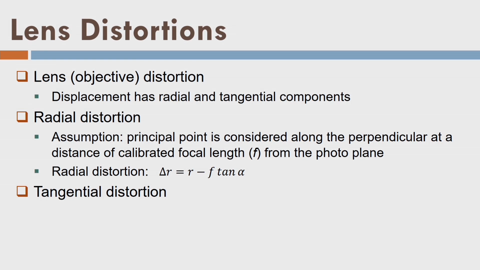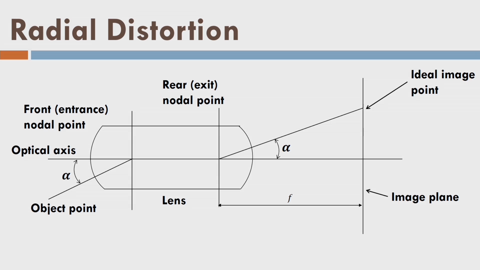Lens distortion is also called objective distortion, and it has a radial component and a tangential component. So let us go for the radial distortion. What is the meaning here? Let us say somewhere we have an object point and a ray is coming this way. It passes through the lens, and ideally it should go to this point here. So this is the ideal image point. However, because of some defect in the lens, the ray will go to this point here. Delta alpha is the distortion in angle, and this is the radial distortion. The point has shifted from the ideal location to this location.